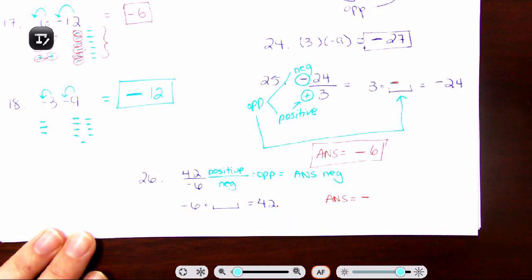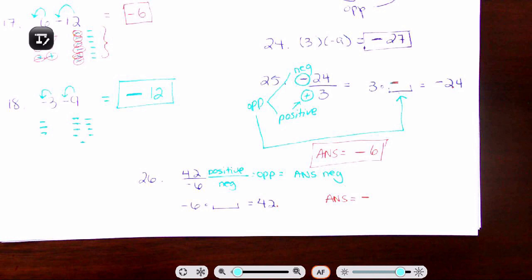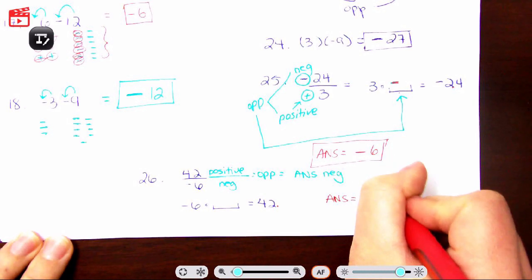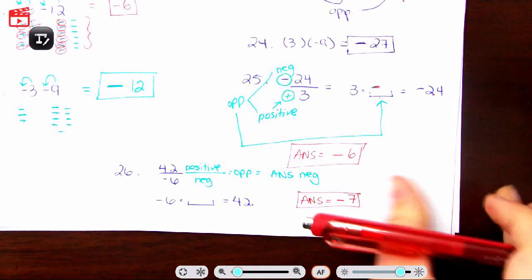I know 6 times 6 is 36. So one more jump after that. So 6 times 7 is 42. Our answer is negative 7. We're almost at the end here. There it is. Trying to find the top of that sheet.